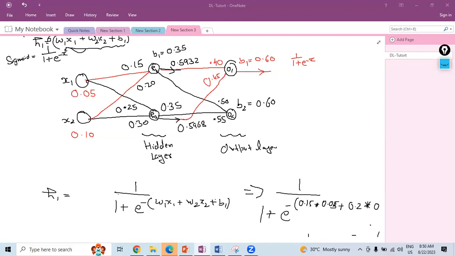Okay, I think everyone gave the right answer. So now if I talk about the O1, we have seen that it is 0.75, 0.751. And similarly, if I talk about the O2, it is 0.772.